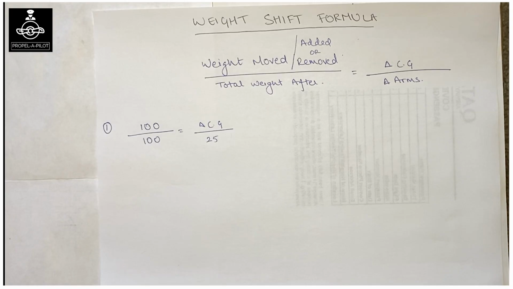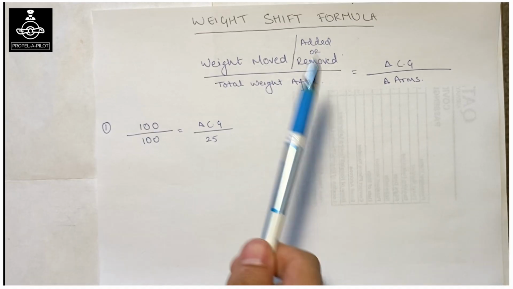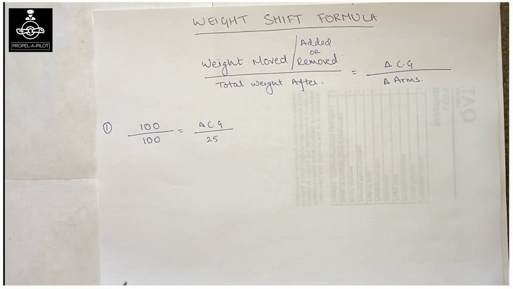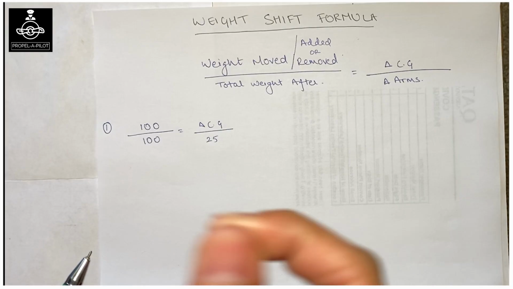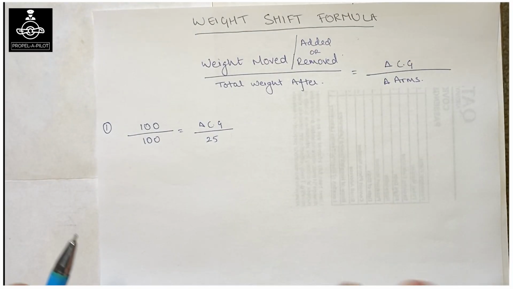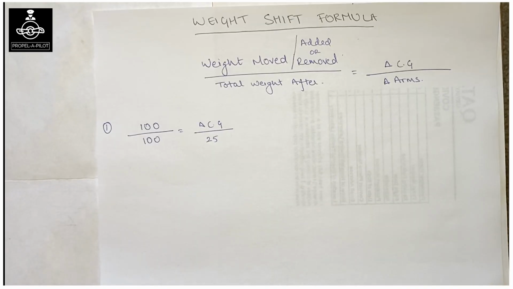The weight shift formula. The weight shift formula is used whenever a weight is moved, added, or removed from an aircraft to calculate the change in the CG, because we know any change in the distribution of weight around the aircraft will change the position of the center of gravity.